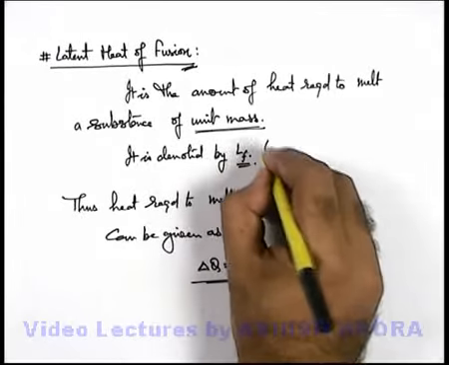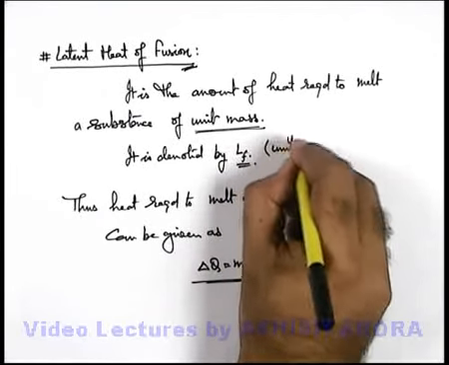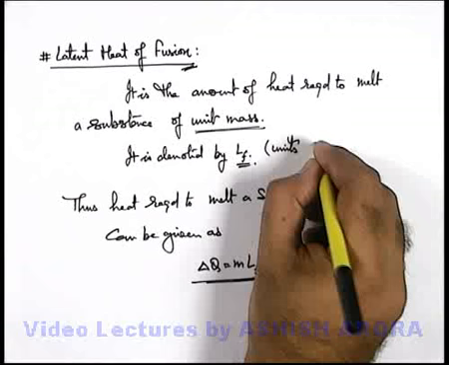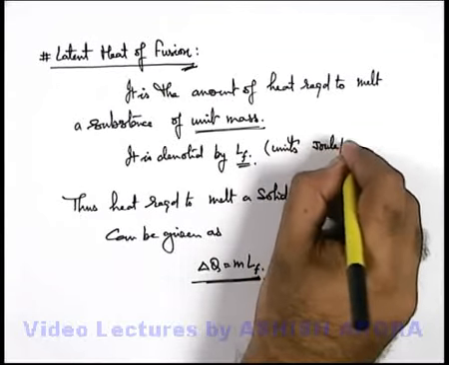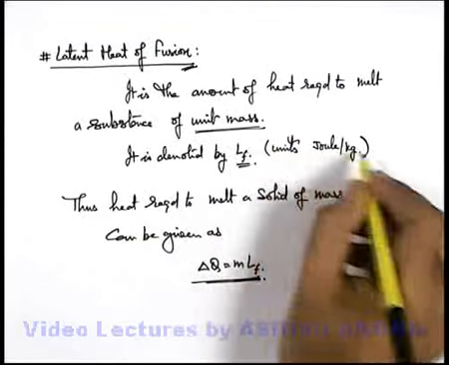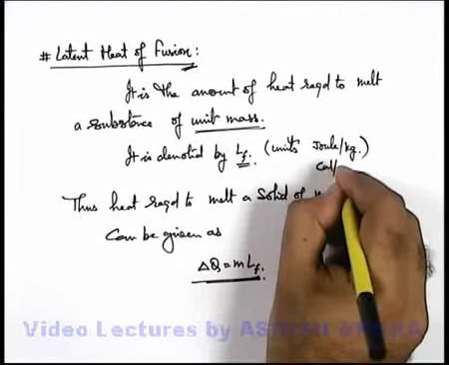We just talk about the units of latent heat of fusion. You can directly write it as joule per kilogram, or it can be written as calories per gram.